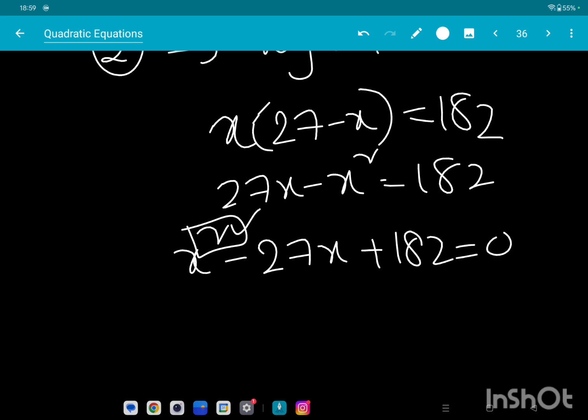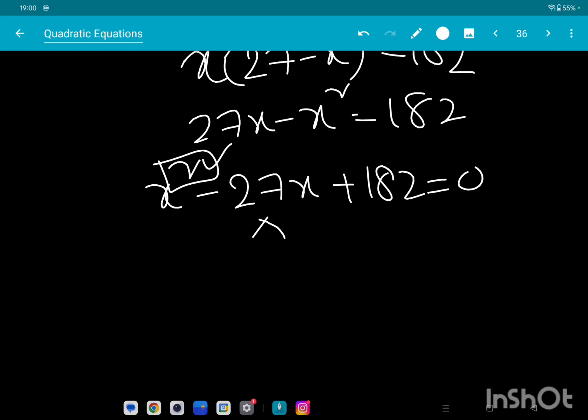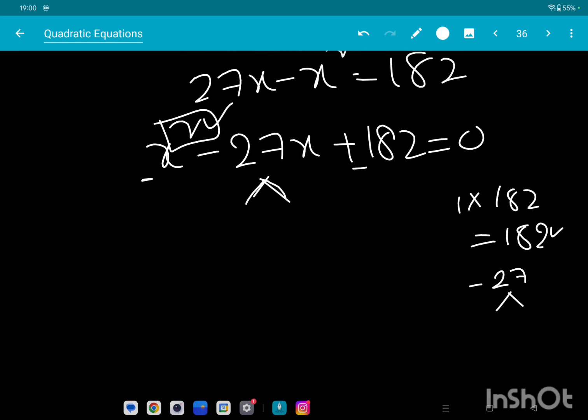Now we need to find the x values. So to find the x values, I will do the factorization. How can we do it? First, I will multiply the first and last terms. 1 into 182. What is the value here? The product is 182. Now I need to split the middle term minus 27 into two terms such that their product is equal to 182.